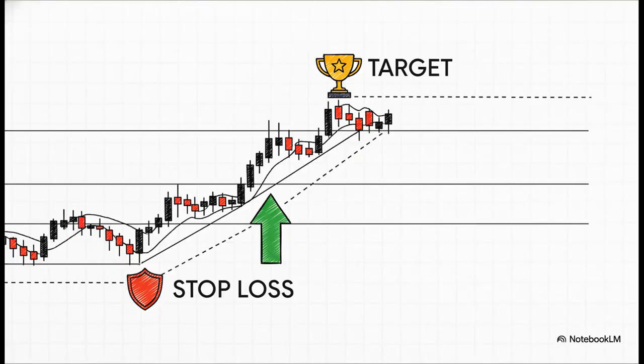You can't take a trade without knowing exactly where you're getting out, for a profit or a loss. The Fibonacci levels give you a logical place for your stop loss. A great spot is just below that key 61.8% level. If the price breaks that, the trend might be in trouble. And for your target, the simplest place to aim for is the previous high, right where the pullback started. Now you have a full plan, your entry, your exit, and your target.